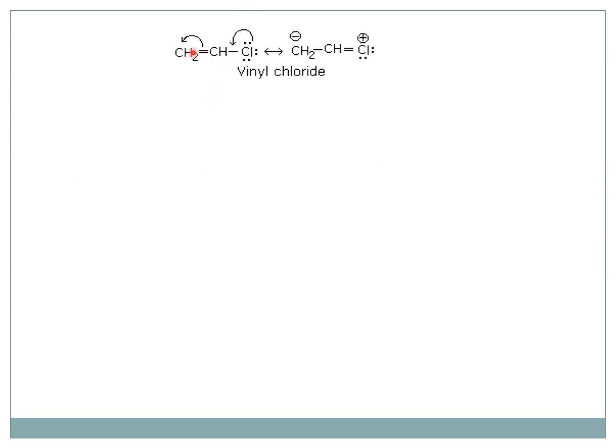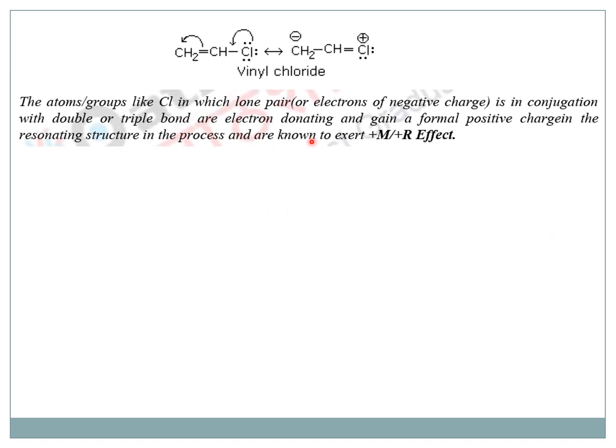So here this is the resonating structure of vinyl chloride. Here we see that chlorine has lone pair electrons. So chlorine donates electrons towards the carbon atom, and the pi electron shifts towards the next carbon atom. So there is a development of negative charge on the carbon atom. As chlorine donates the electron, chlorine develops a positive charge. This type of effect is known as the plus M effect. When the atom donates electrons towards the carbon atom, this type of effect is known as the plus M or plus R effect.